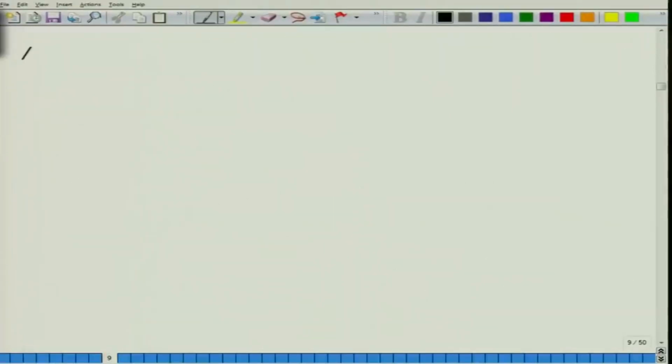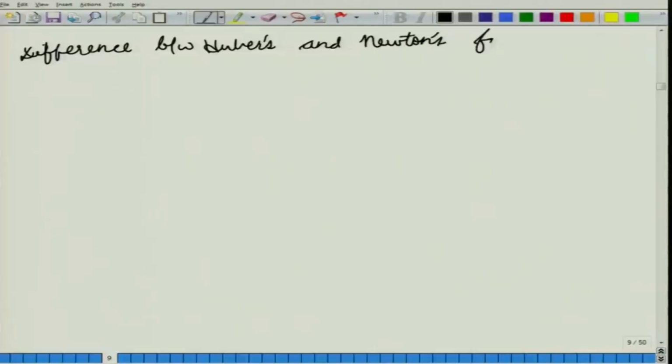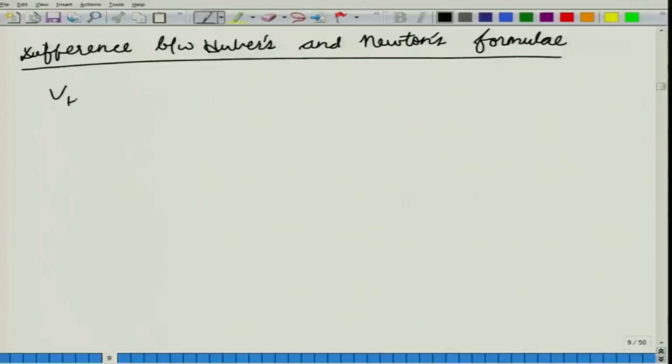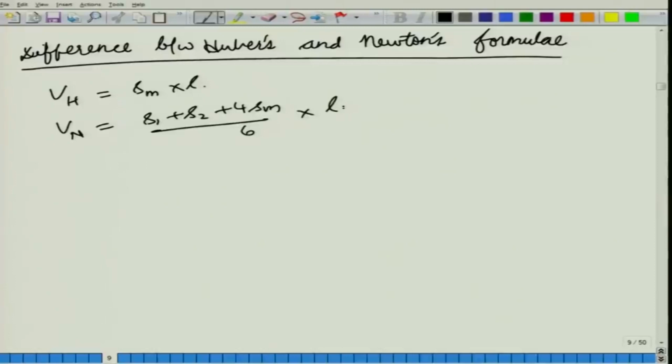Now, if we calculate the difference between Huber's and Newton's formulae, what would that be? The volume by Huber's formula is given by Sm into L. Volume by Newton's formula is given by (S1 plus S2 plus 4 times Sm) by 6 into L. So, if we calculate volume by Huber's minus volume by Newton's, what do we get?